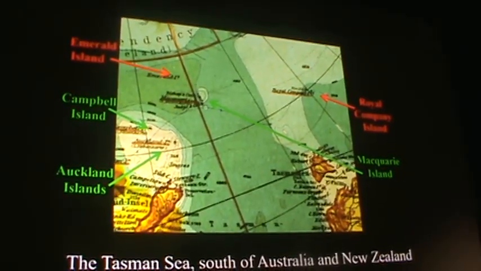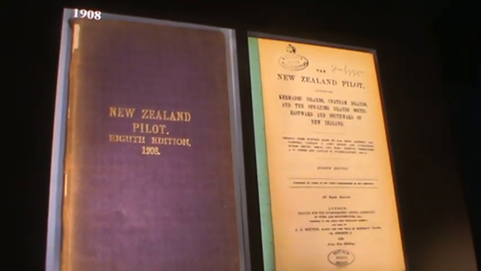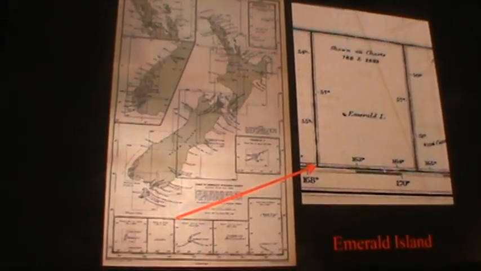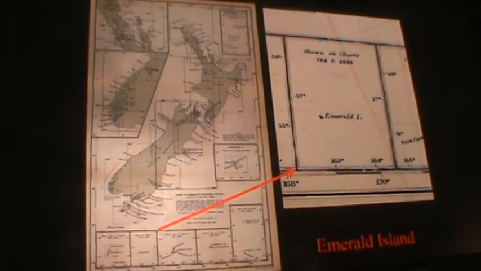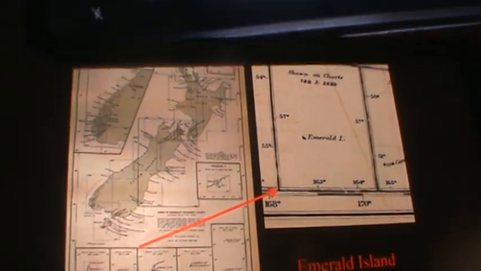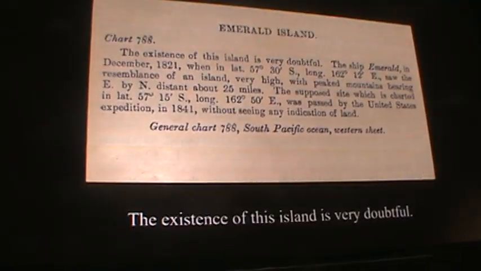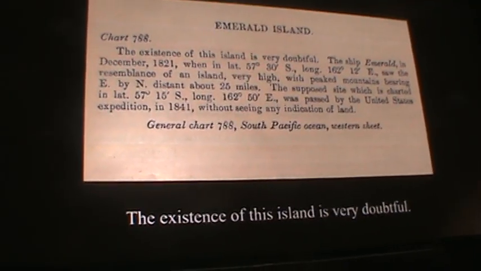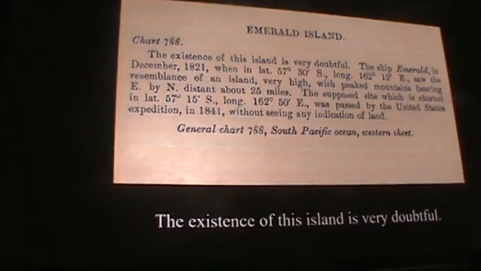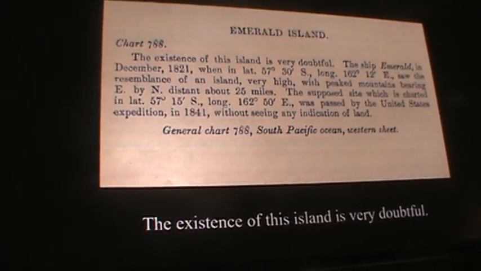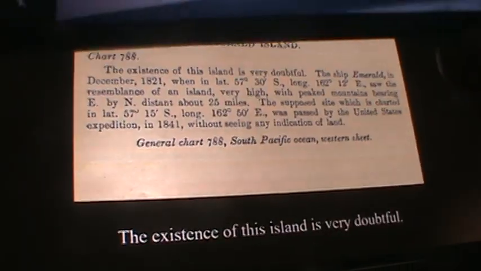Indeed, in 1908, the New Zealand pilot published this book, the 8th edition, going around describing New Zealand itself and all the offshore islands. And in the inset, you can see the little inset at the bottom. I've put the red arrow. It shows Emerald Island shown on the charts, and there it is appearing on a quite respectable map. However, to give the New Zealand Admiralty much credit, it wasn't absolutely certain. The existence of this island is very doubtful, but it continued on charts for a long time.